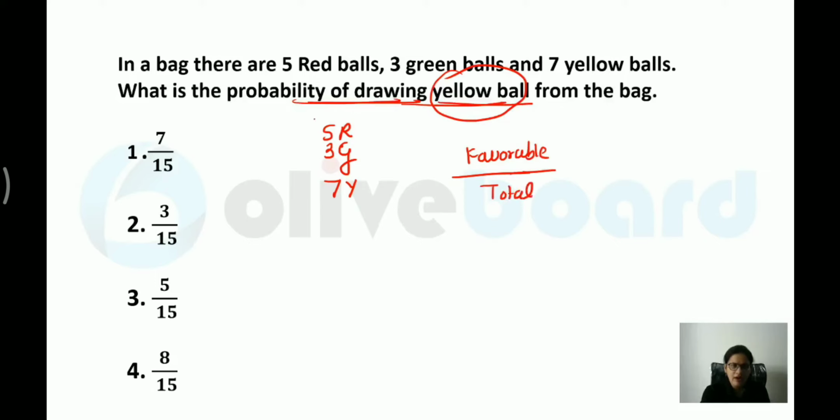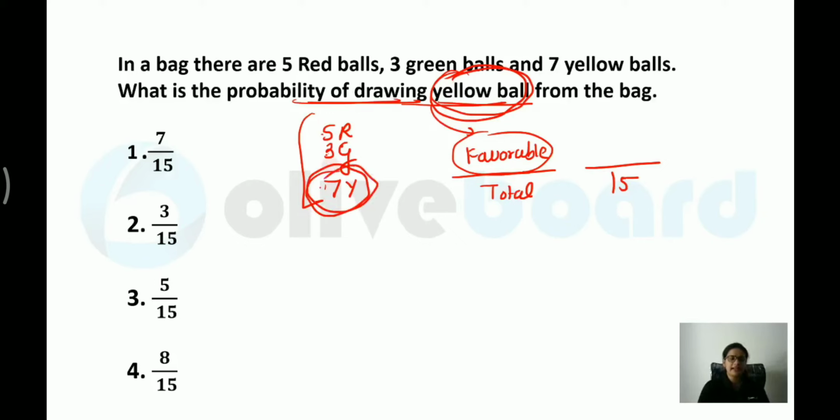How many balls do I have? 7 plus 3 is 10, 10 plus 5 is 15 balls. The total number of balls that can come is 15, so 15 possibilities. Out of that, what is my favorable, what is my required event? I want a yellow ball. So there are 7 possibilities that I will get the yellow ball. So what will you write? 7 by 15 would be the probability. I hope you have understood how to apply the definitions you have learned so far. So 7 by 15 would be the answer.